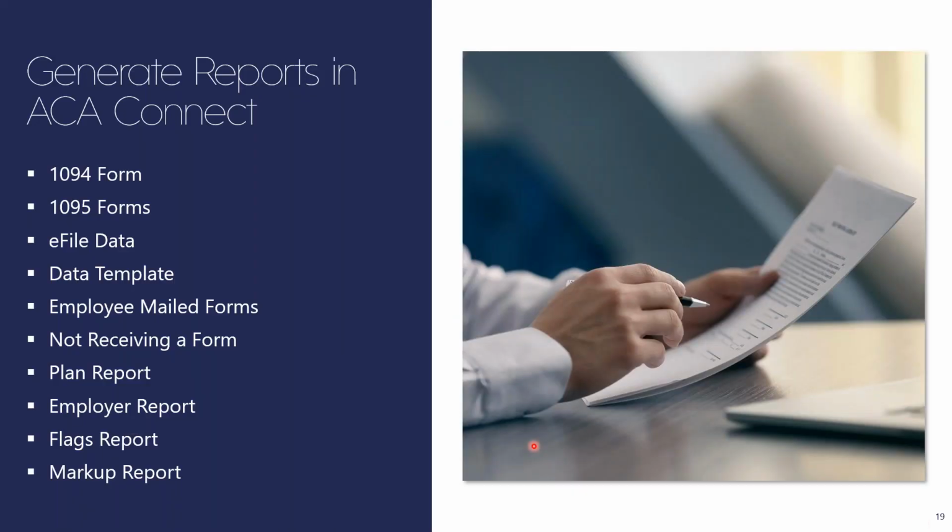All right, you could also pull a lot of different reports from this site, both you and the employer. You can pull a 1094 or a 1095 forms report to see all of them. E-file data, this is the actual CSV formatted file that we send to the IRS. This is the formatting they require. I'll be very honest, it is not pretty, it is not easy to work with, it's not fun to look at, but it is what the IRS requires.